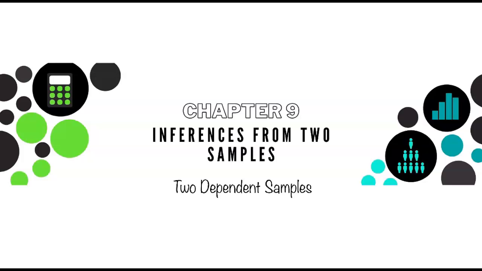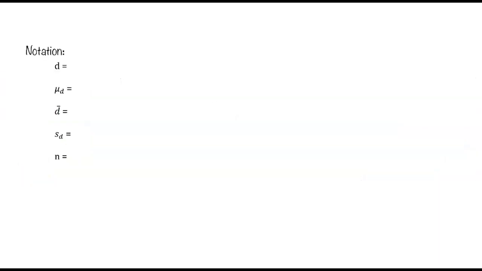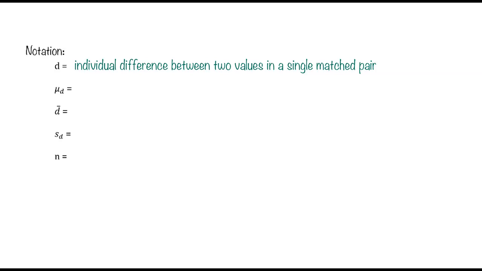In this lecture video, we're going to make the switch from working with independent samples to working with dependent samples. There's some notation that we're going to need to be able to use correctly in order to do this type of hypothesis test or confidence interval. D represents the individual difference between the two values in a single matched pair.